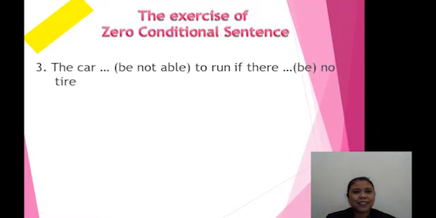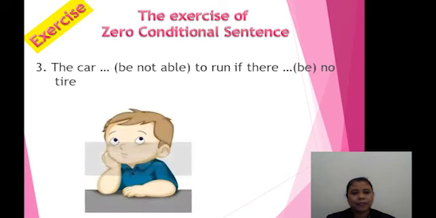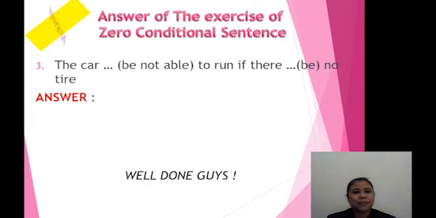Very good. Let's go to the exercise number 3. The car be not able to run if there be no tire. Think about the answer. I'm waiting for you. Okay, do you get it? Let's take the answer. The car be not able to run if there be no tire. The answer: be not able, be.